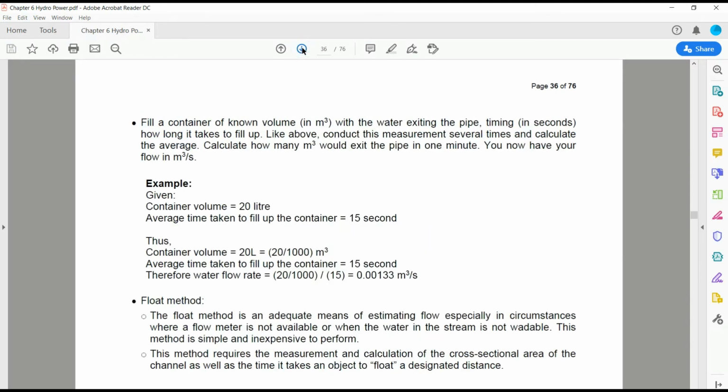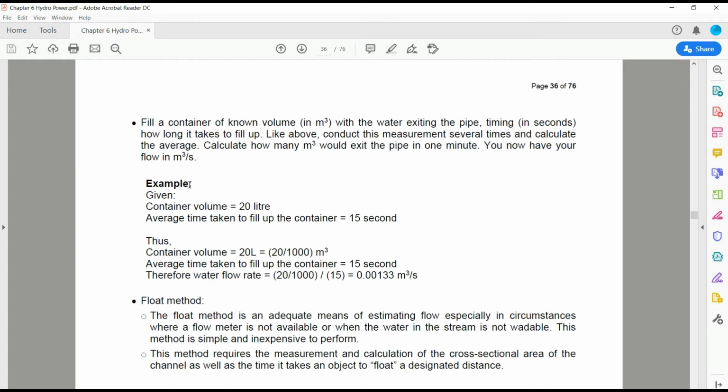So the method is to fill a container of known volume in cubic meters with the water exiting the pipe. Make sure you take the timing in seconds, how long it takes to fill up, and then conduct this measurement several times and calculate the average. Calculate how many cubic meters would exit the pipe in 1 minute. You now have your flow in cubic meters per second.